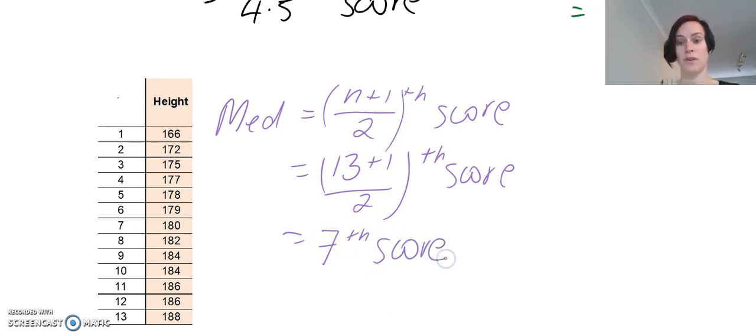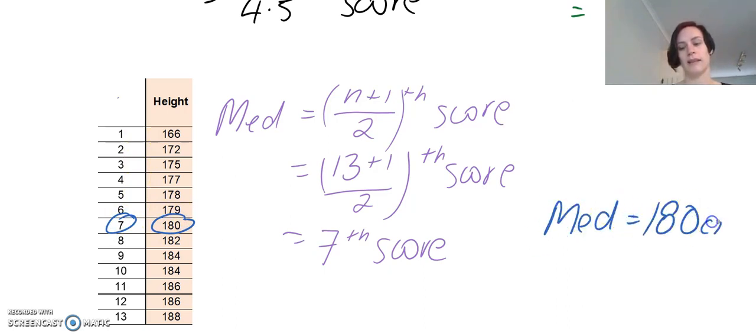Now, because it's a whole number, it makes it a lot easier. So we can simply go, all right, here is our 7th score. So our median is going to equal 180, and in this case, it was height in centimeters. Because these are in order, we can do it nice and easily. Instead of having to count all the way back, we can just use this formula.